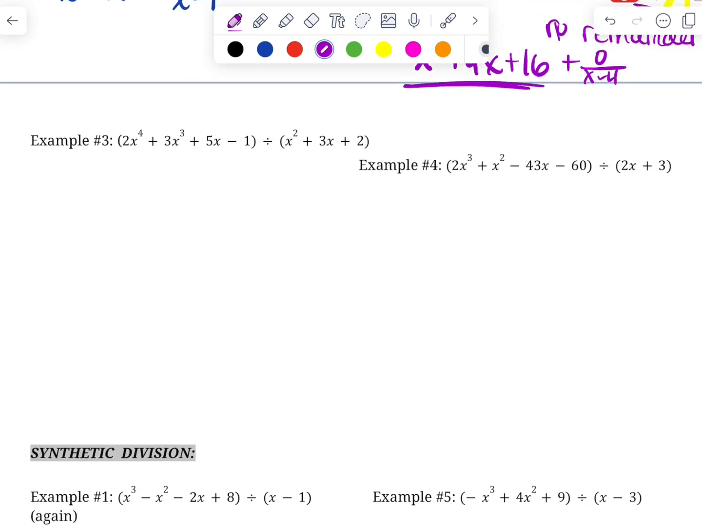All right, we've got 2 more examples. Now, I want you to take a moment and try to set them up. In fact, maybe try number 4, and then I'll explain number 3. Okay, so pause the video and try these 2 problems on your own for a moment here.